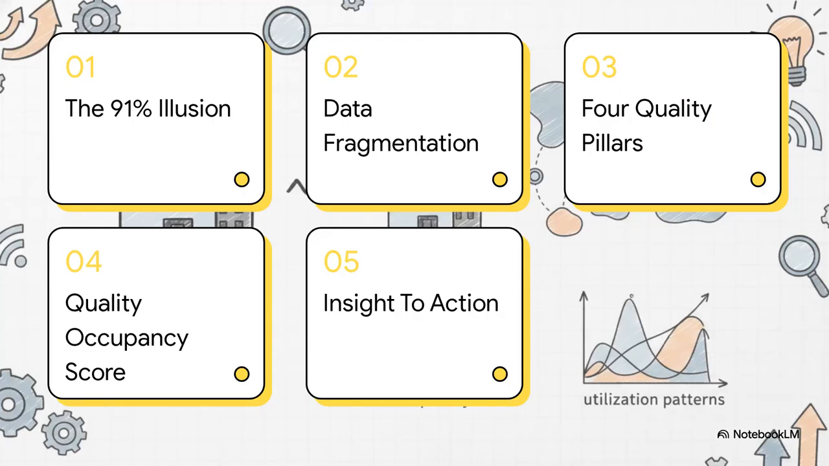So here's our game plan for today. First, the 91% illusion. Second, the cost of data fragmentation. Third, the 4 pillars of quality. Fourth, the quality occupancy score. And finally, number 5, moving from insight to accountable action. Let's get to it.